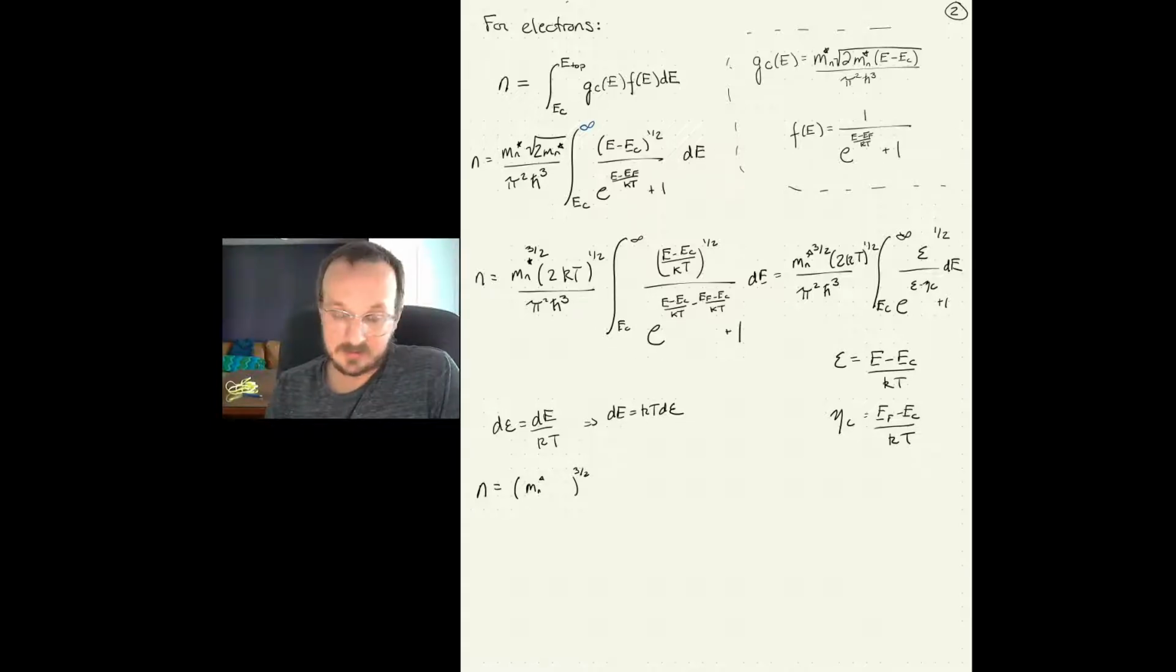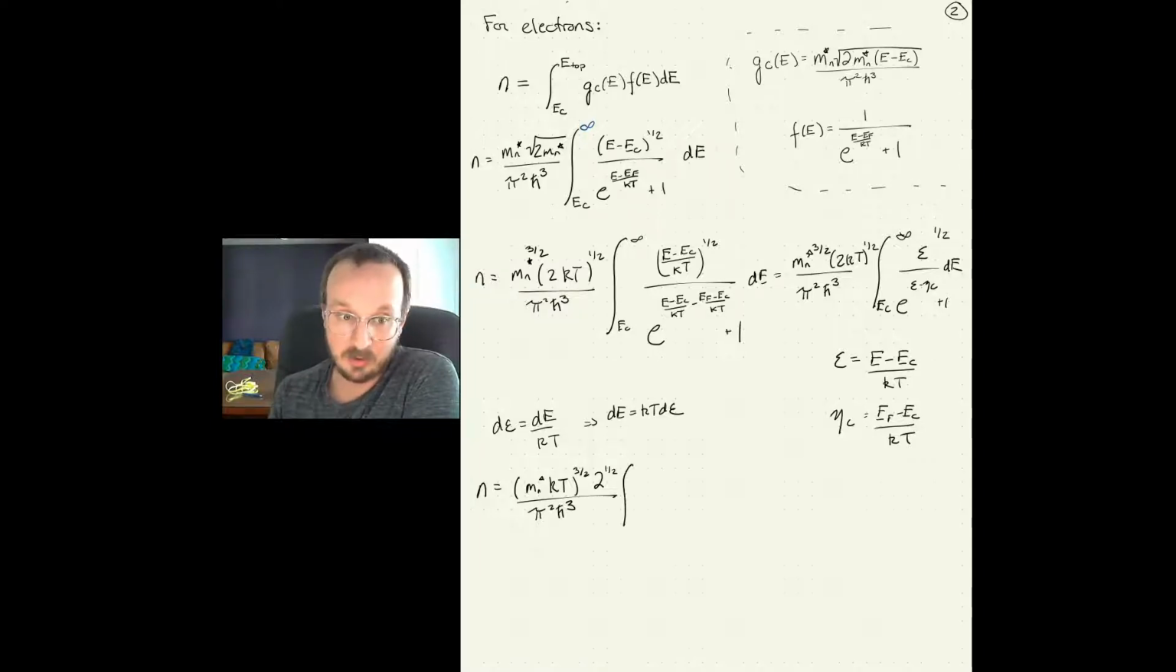Now, let's look at what would happen when we replace dE with KT d epsilon. We're going to get an extra KT, so let's pull that out front. So we have KT to the 1/2 times KT to the 3/2, okay? Or KT to the 1/2 times KT. That gives us KT to the 3/2, so we can pull it inside of the 3/2. And then we're left with just 2 to the 1/2 divided by pi squared h bar cubed.